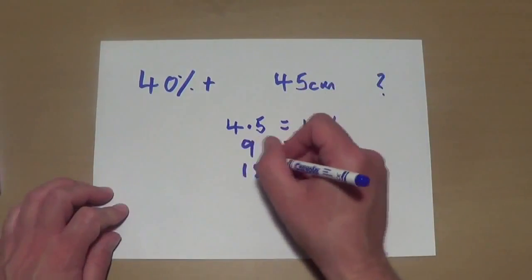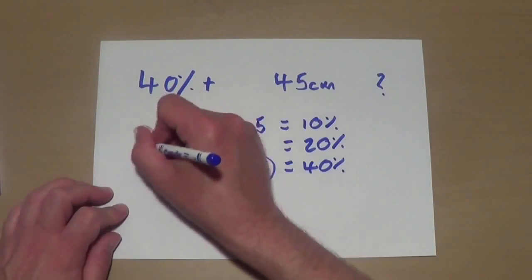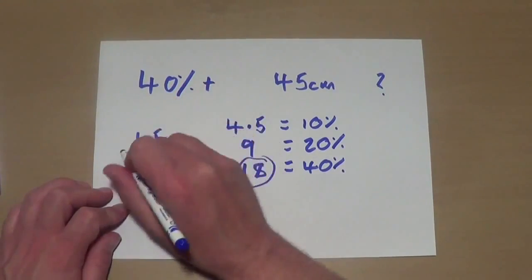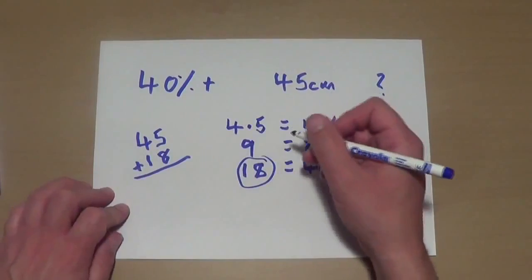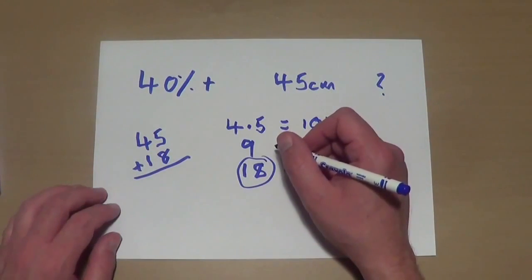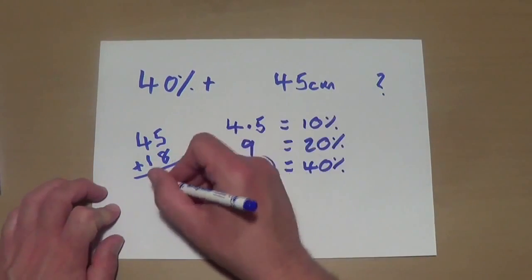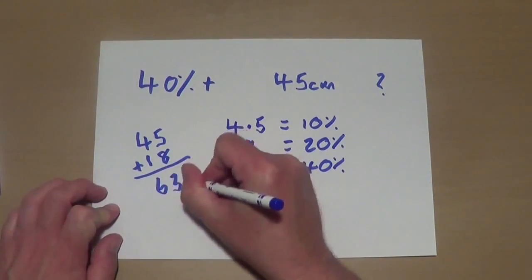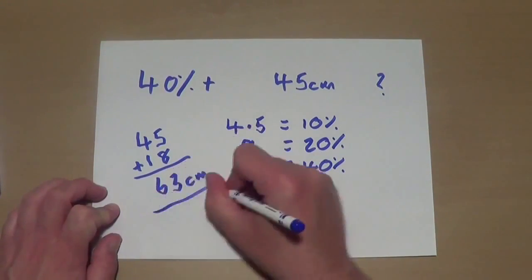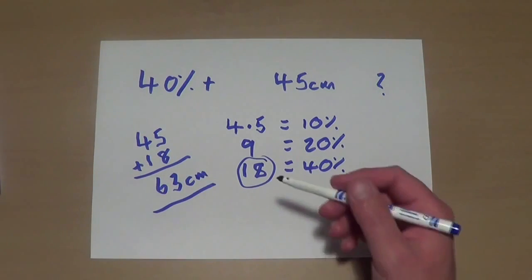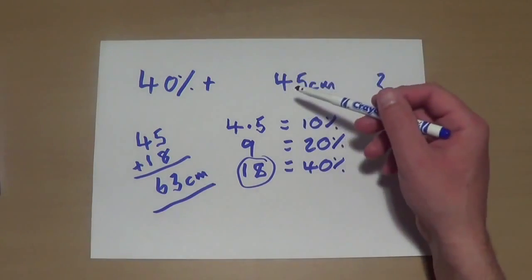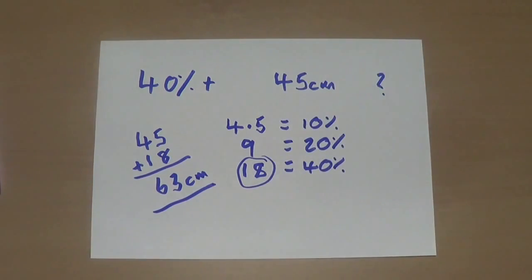Then you add the 18 onto the 45. Now you could do this by just rounding up the 18 to 20, which will give you 65, minus the 2, which will give you 63. And that is the final answer. So it sounds such a complicated sum, but using a conversion sheet, knowing where to put the decimals in, no problems.